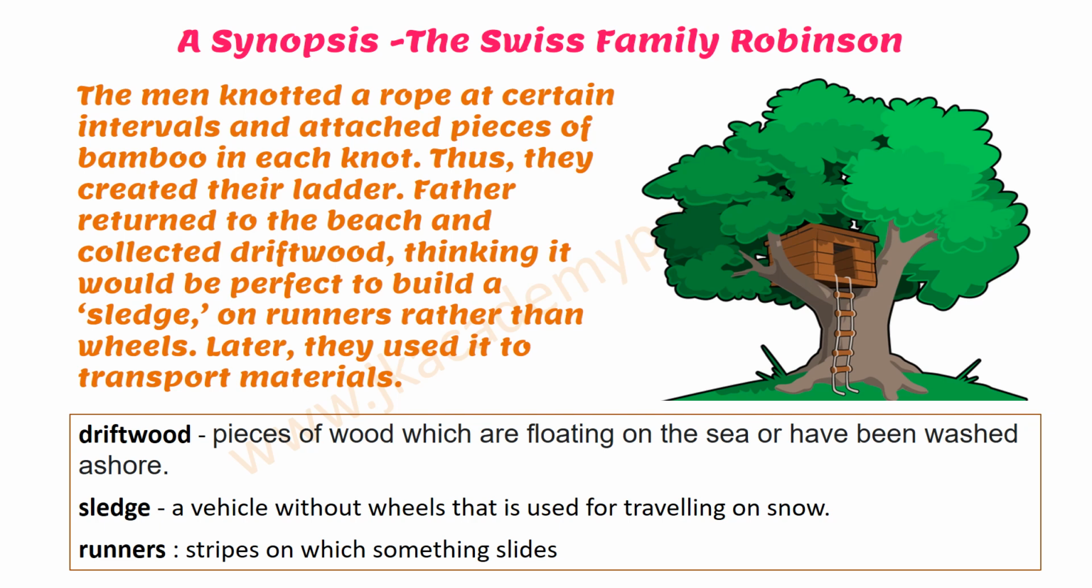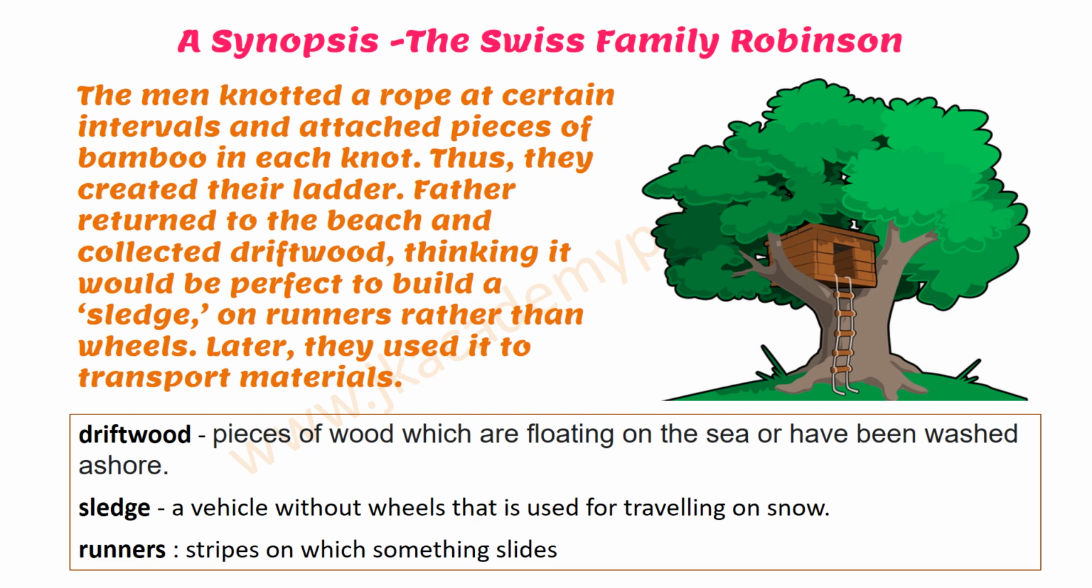The men knotted a rope at certain intervals. So, men means all the father as well as the boys, because the mother was all alone. There was no other woman along with them. So, the father and the boys put knots in a rope. At certain intervals means at a particular place. If you look at the picture alongside, that is how they made knots in it. And they attached pieces of bamboo in each knot. So as they made knots, they put the pieces of bamboo. Thus they created their ladder. So this is how they could make their ladder.